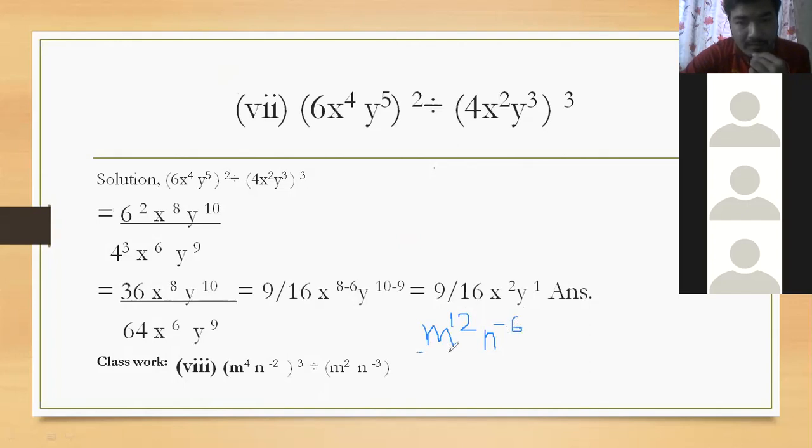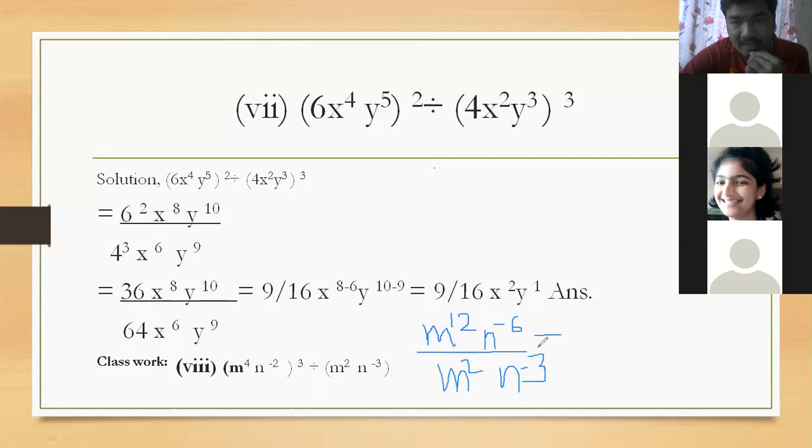Are you looking? M to the power 2, look here, and there will be n to the power minus 3. Sir, the answer will come m to the power 10 and n to the power minus 3. I am telling the same thing. Okay, look here. Are you looking at my solution or not?